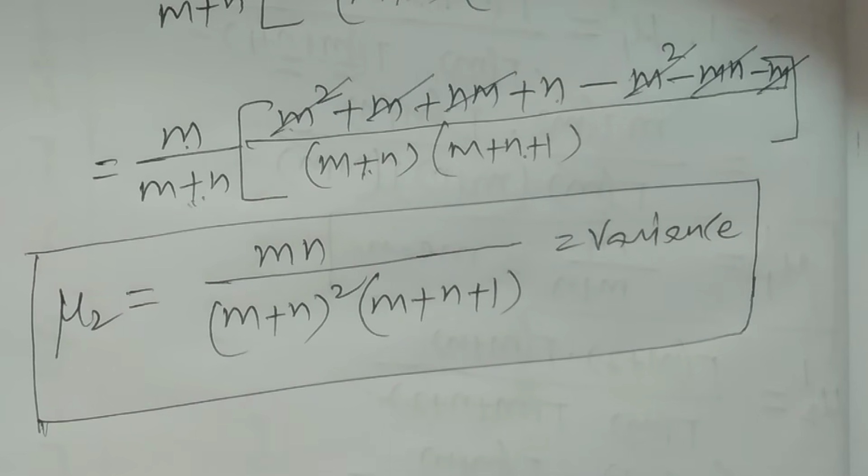If you know the formula gamma m plus n, gamma m plus 1, m into gamma m, that formula is enough. You have to take the rth moment about origin of the beta distribution of first kind, that is mu r dash. If you know these two values, you can easily calculate the mean and variance. Hope you understand. Thank you.